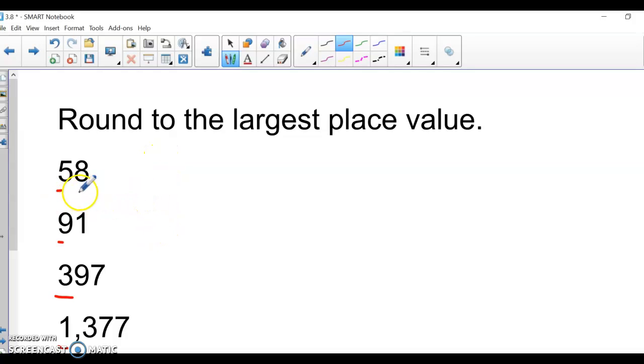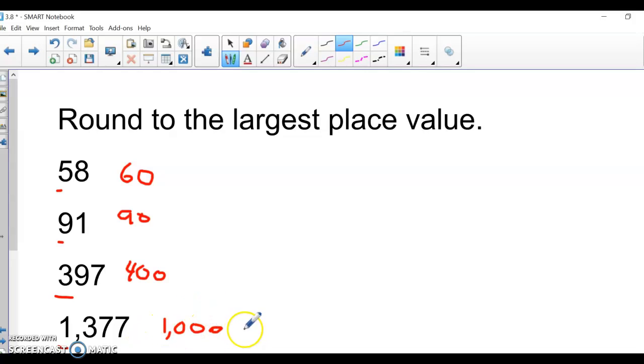So 58, we would round to 60, since it's only 2 away from 60 and it's 8 away from 50. 91, that 1 tells us to round down to 90, or really it just stays the same in that tens place. And then 397, well, that 9 tells us we're going to round this 3 up to 4, and we'll zero everything out after that. And then 1,377, that 1 is either going to stay a 1 or go up to a 2. Well, the 3 tells us it stays as a 1, and everything else can be a 0.